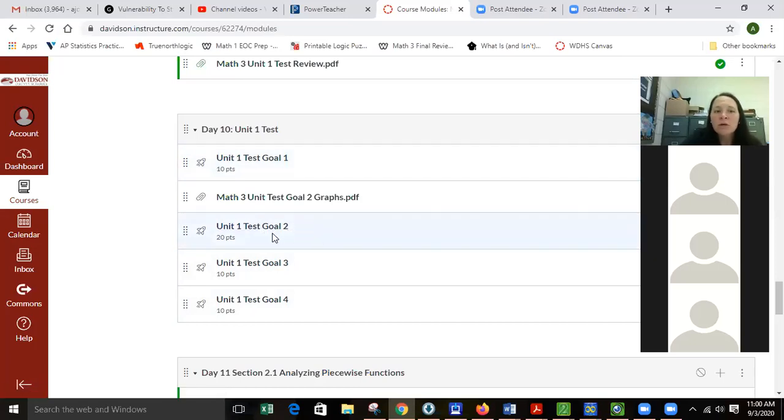Goal 2 is all domain and range, and you'll see that it's 20 points because one question is domain, one question is range. So that makes it 20 points instead of the 10 points. So it's still only 10 questions, but it's worth 20 points, okay? Unit 1 test, goal 3 is the click boxes to tell the translations or the reflections. And then the evaluating piecewise. So you're going to plug it into piecewise.